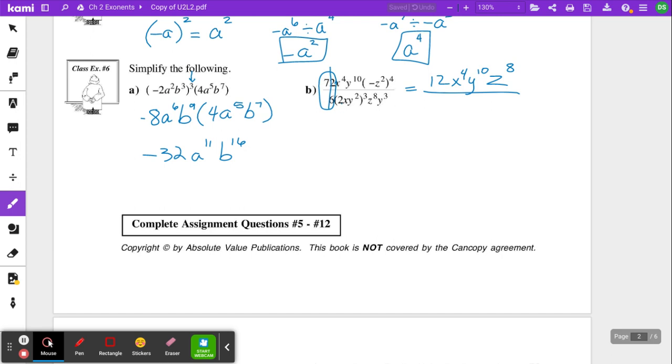Okay, we've got to come back. Now, the negative z squared to the fourth power. Okay, x to the 3, y to the 6. Keep going. Z to the 8, y to the 3.